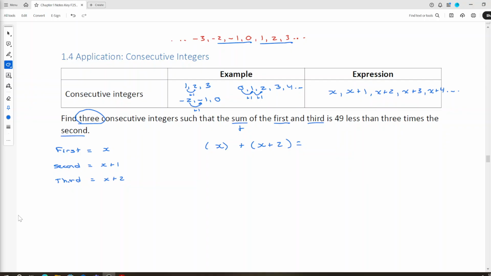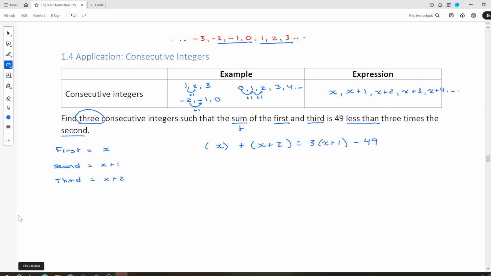Let's start with 3 times the second. So my second integer is x plus 1, so it's going to be 3 times x plus 1. Now, 49 less than 3 times the second means I'm going to do minus 49. So 49 less than 3 times the second integer is the sum of the first and the third. Whew. Not easy. Practice a ton. Hopefully you've done 1.3 first so that you're practiced up with writing these expressions and then equations from wording, but this kind of combines those two skills.